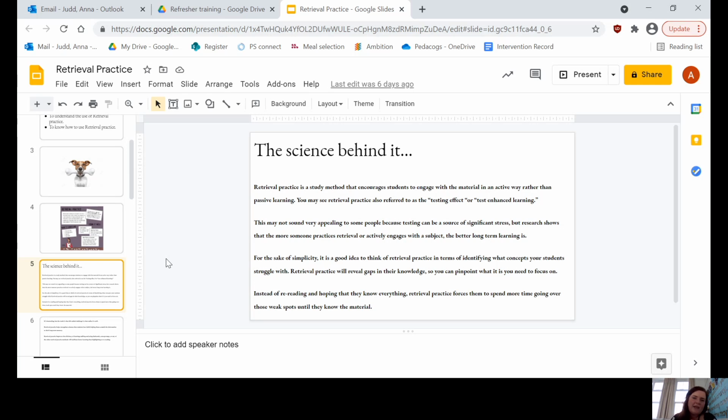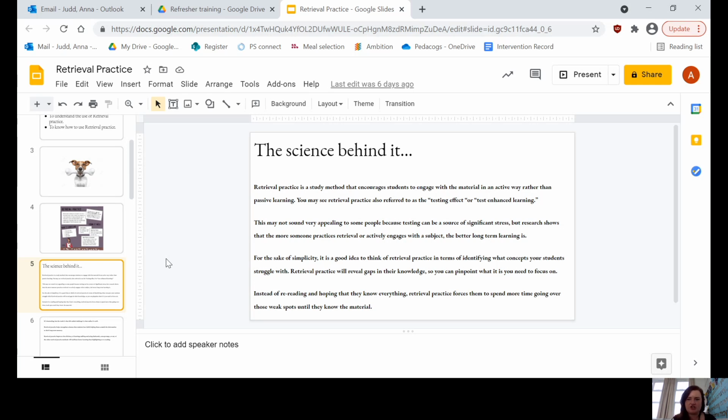Now, the language around it, the testing effect, can be quite negative, and it can cause the children a certain level of stress. So we tend to refer to them as retrieval quizzes, or we make them into games, because we want them to not be worried about it.